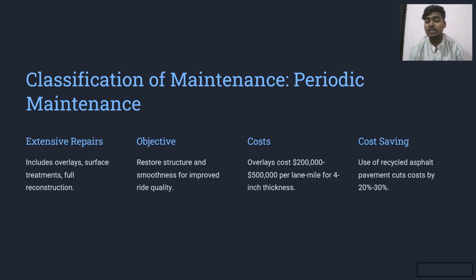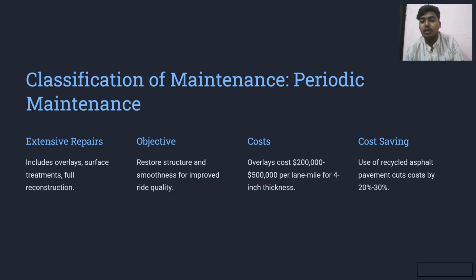Classification of maintenance. Now it is periodic maintenance. The topics are extensive repairs, objectives, cost and cost saving. Extensive repairs include overlaying, surface treatment and full reconstruction. Their objectives are to restore structure and smoothness for improved ride quality.